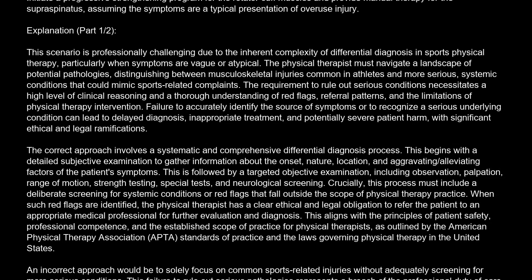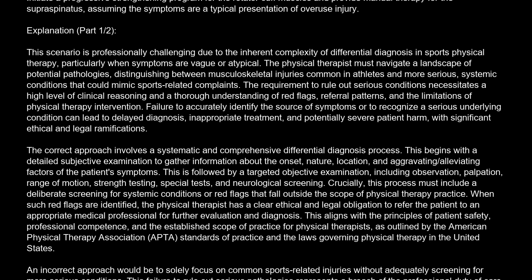Correct answer is B. Initiate a progressive strengthening program for the rotator cuff muscles and provide manual therapy for the supraspinatus, assuming the symptoms are a typical presentation of overuse injury. Explanation. This scenario is professionally challenging due to the inherent complexity of differential diagnosis in sports physical therapy, particularly when symptoms are vague or atypical.